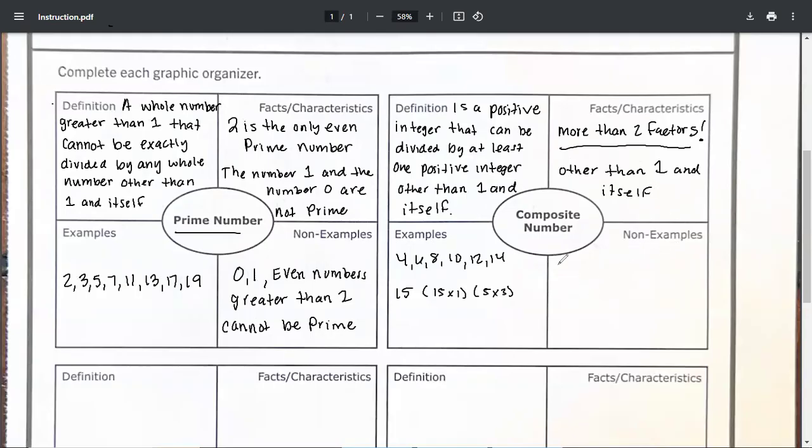Okay. And so non-examples are our prime numbers. These are prime numbers, so these are not examples of composite numbers. So 2, 3, 5, 7, 11, 13, 17, and 19. Any prime number is not a composite number.